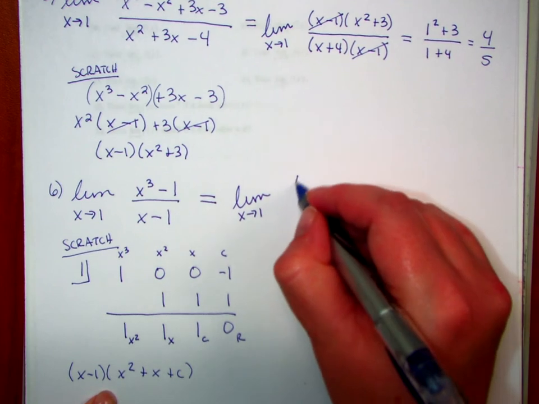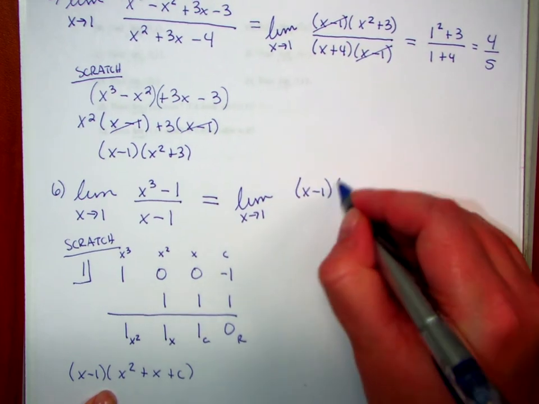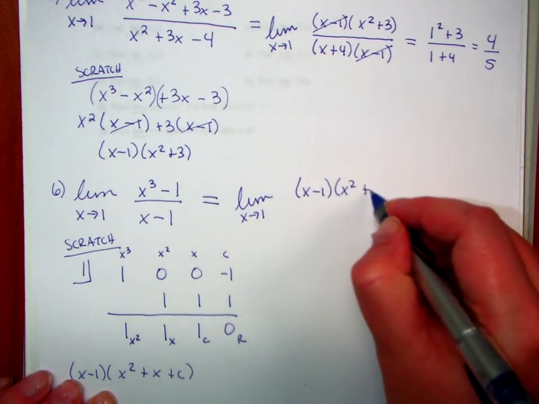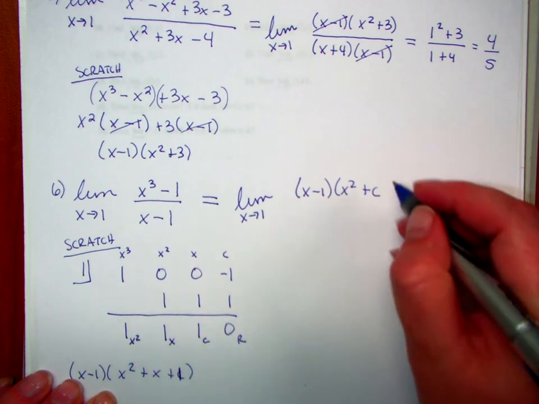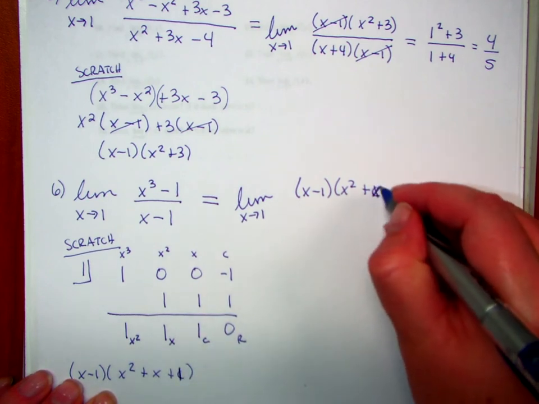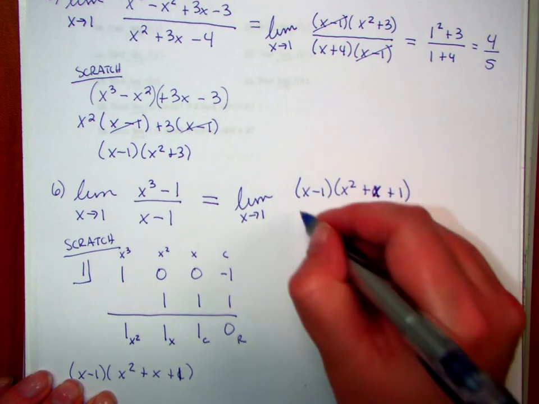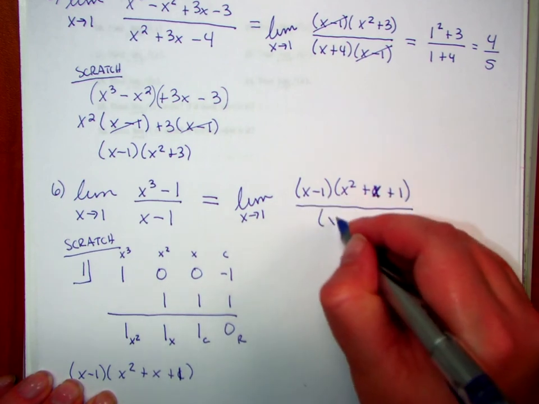All right, so the cubic factors to x minus 1 times x squared plus x. Oops, I wrote constant here. I meant 1. Okay, x plus 1. I had constant on the brain or something.